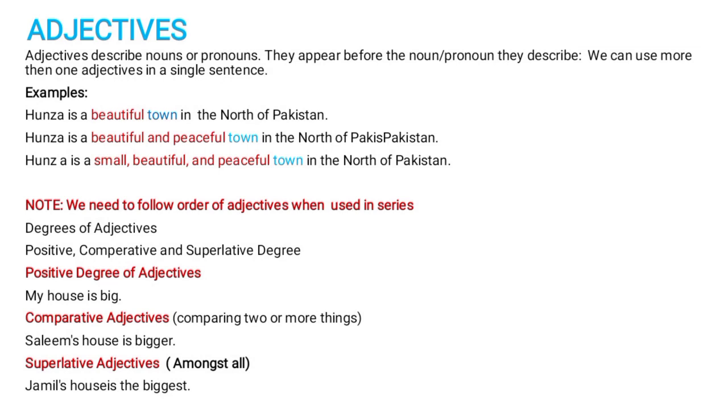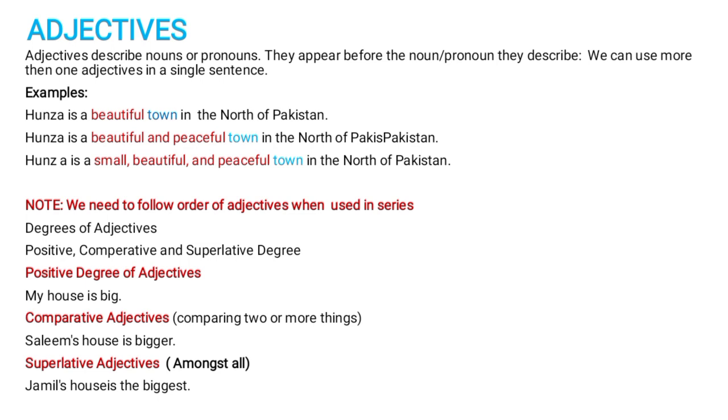Adjectives. Adjectives describe nouns or pronouns. They appear before the noun or pronoun they describe. We can use more than one adjective in a single sentence. Let's consider some examples. Hunza is a beautiful town in the north of Pakistan.